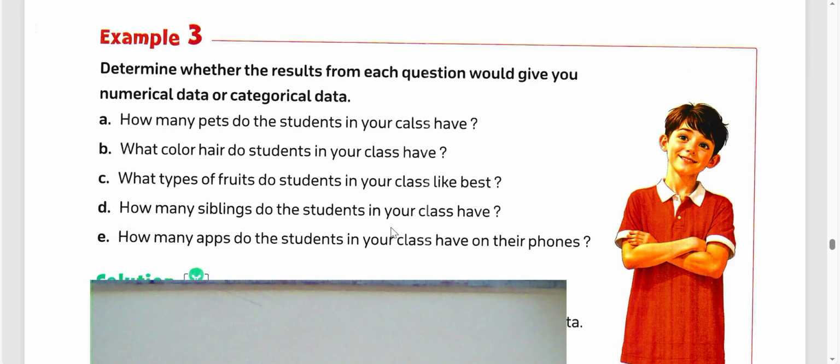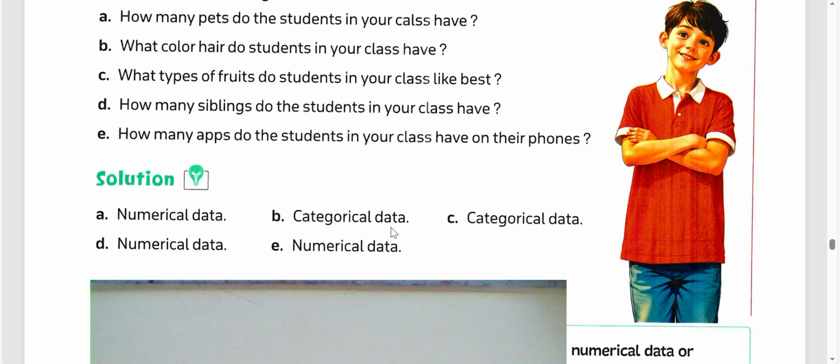Example number 3. We solve the example here. Ask about numerical data or categorical data. How many pets do students in your class have? It will be numerical data because the answer will be numbers. What color hair do the students have? It will be categorical data because the answer will be words. What type of favorite fruits do students in your class like best? The answer will be words like banana, or apples, or anything. Then the answer will be words. We call it categorical data.